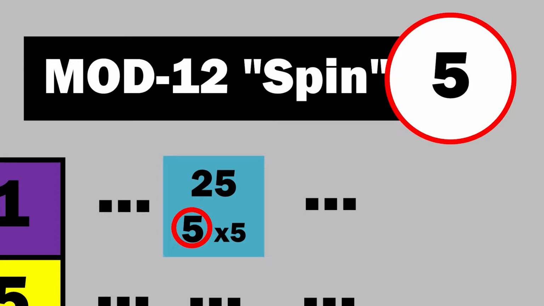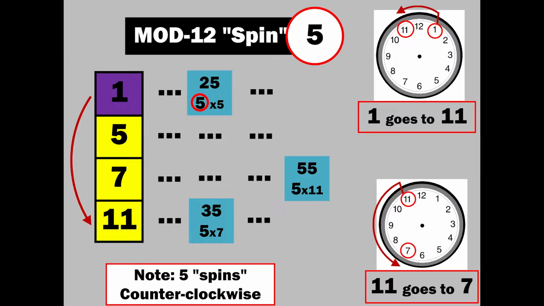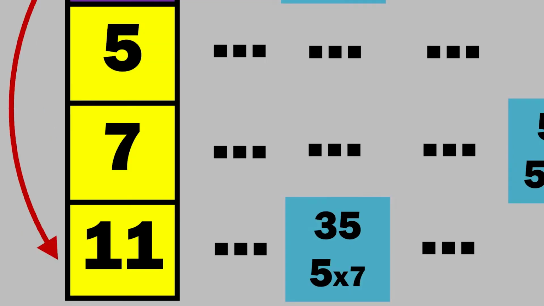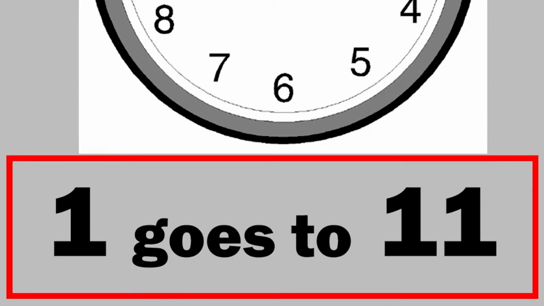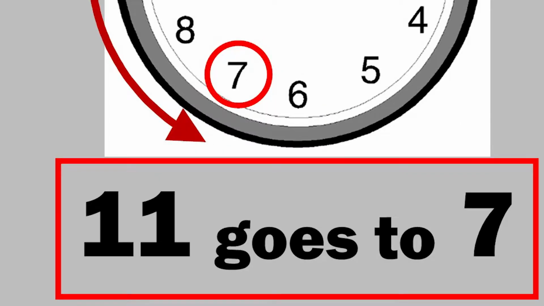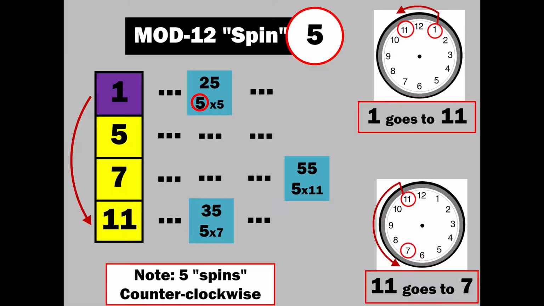Now let's examine mod 12 spin. This is where we see 1 in the purple, 5, 7, and 11 in yellow. 1 o'clock goes to 11 o'clock. That is counterclockwise. 11 o'clock goes to 7 o'clock. That is counterclockwise. That is a mod 12 spin. And the prime number 5 will continue in this counterclockwise fashion indefinitely until you reach extremely large composites, where nearby you will also find extremely large primes.